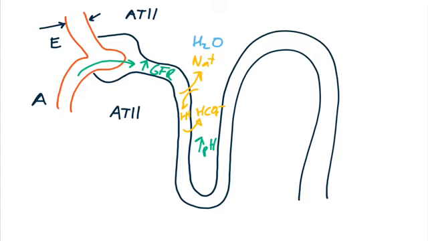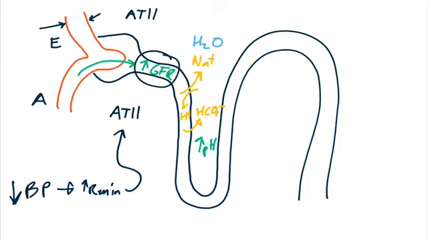So going back, the initial decrease in blood pressure, or sympathetic stimulation, or decreased sodium chloride delivery to the macula densa caused increased release of renin, which then led to increased angiotensin 2. Angiotensin 2 then increased the GFR, increased the water reabsorption, and increased serum pH.